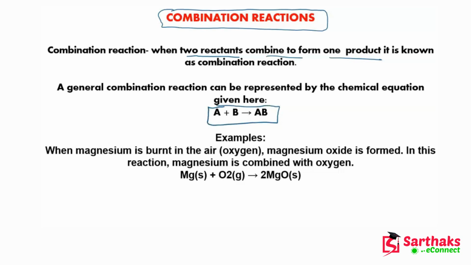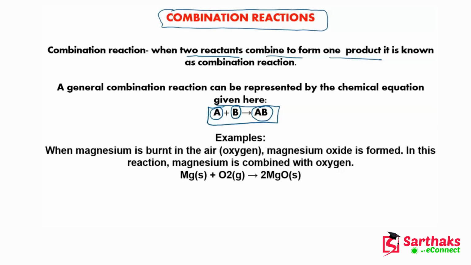Here you can see this is an element, or you can say this can be a substance, and this is also a substance, or it can be an element. So when these two reactants combine and give us a single product, then this reaction will be known as a combination reaction. Okay, so here one example is also given. And what is this example? When magnesium is burnt in the air, magnesium oxide is formed.